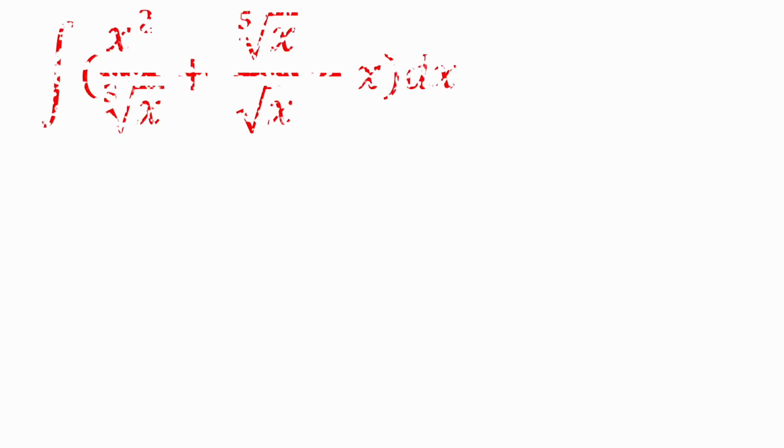We have another exercise, the integral of x squared over the cube root of x plus the 5th root of x over the square root of x minus x. Also, as agreed, we must eliminate these fractions. We rewrite the entire expression in power form, then we integrate each term one by one.